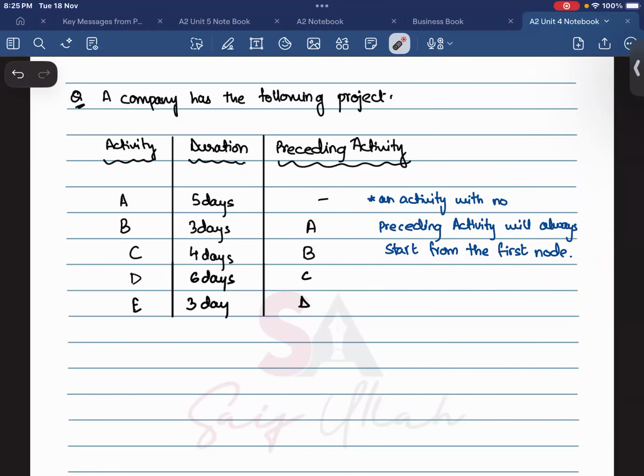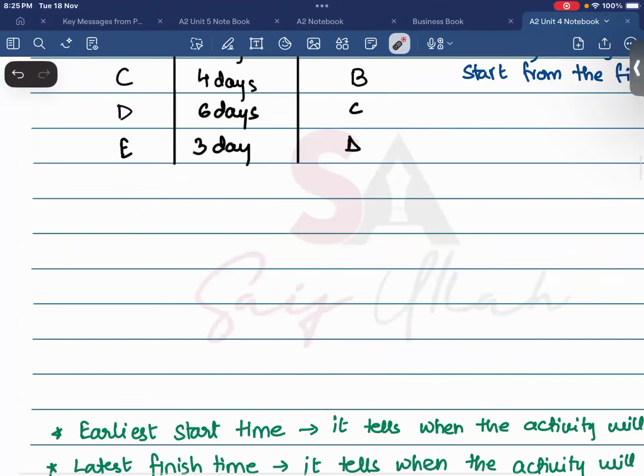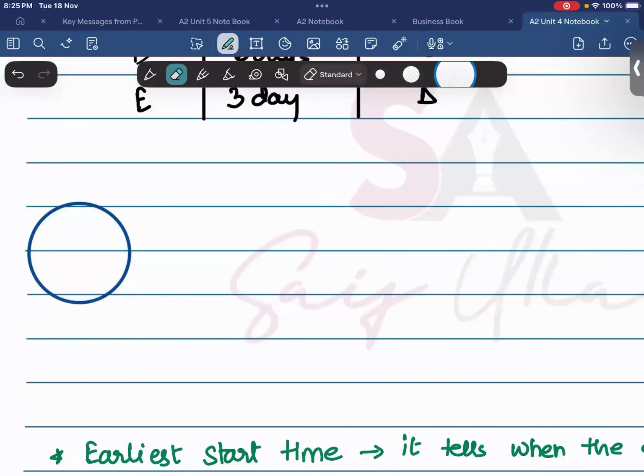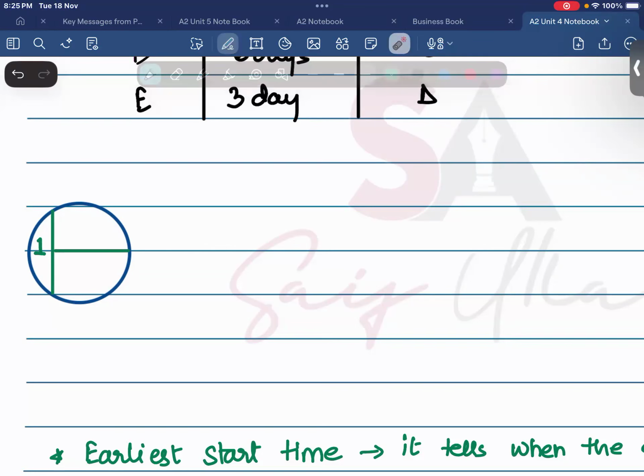So let's solve this question and see how our CPA diagram looks. First of all, a CPA diagram is made by nodes and arrows. So first of all, you have to draw a node. This is your starting node. In this node, we are going to divide the node into three parts. Over here, we are going to write the node number, that is node number 1. In the next two columns, I'll let you know what we are going to write.